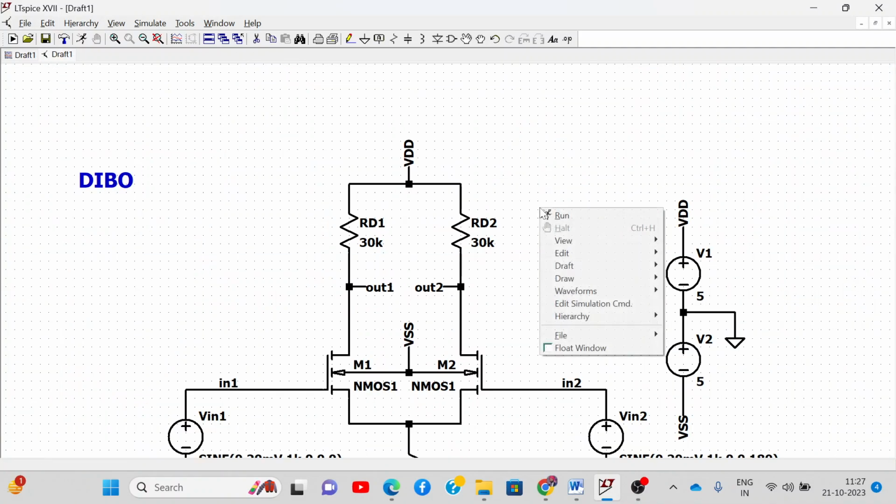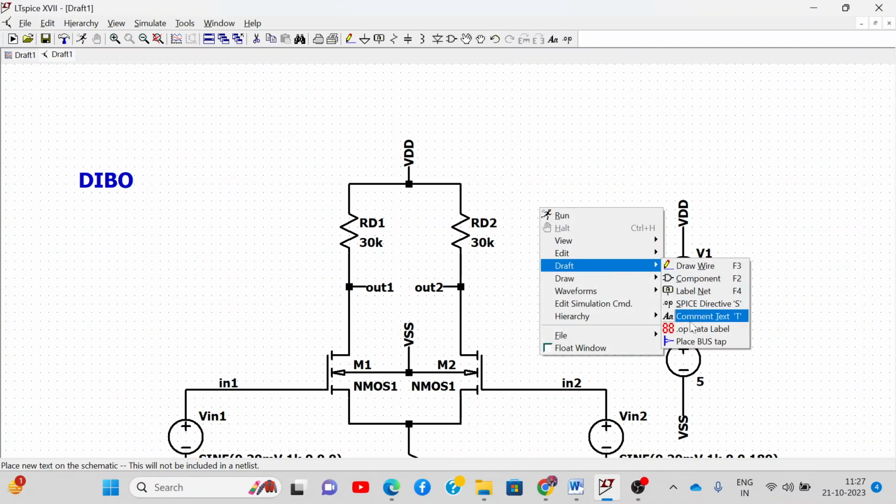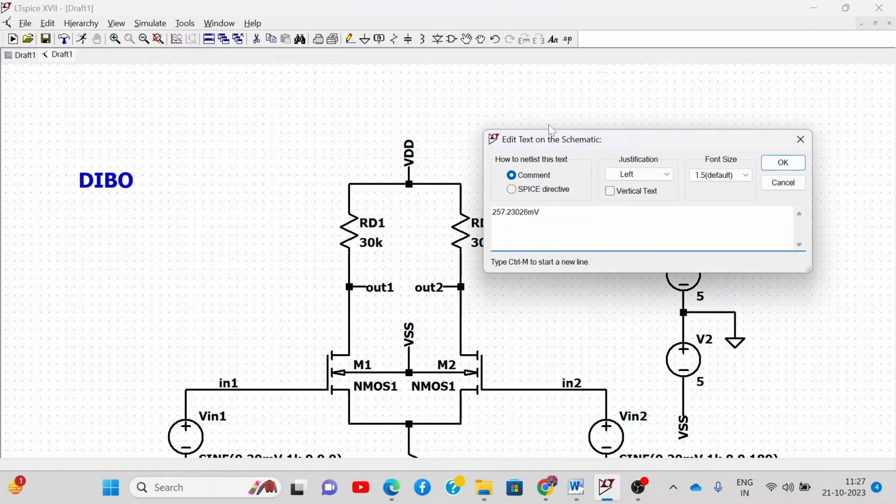Alright. So how to calculate the differential gain? So what I get is this is 257. This is V out, differential V out. Okay. And what is my V in? V in is how much? Differential input is how much? 80 millivolt. And what will be my differential gain? AD. AD will be V out of differential divided by V in of differential.